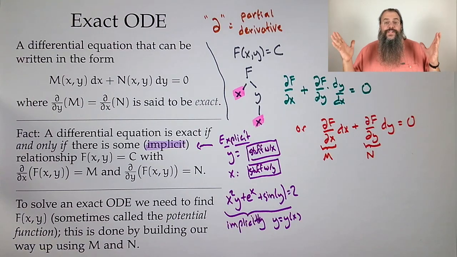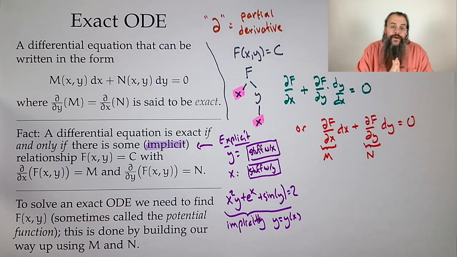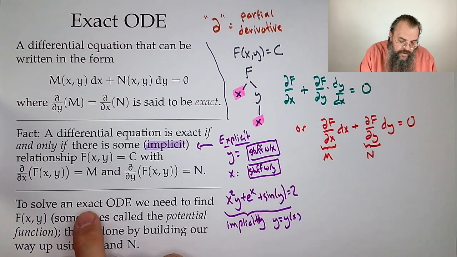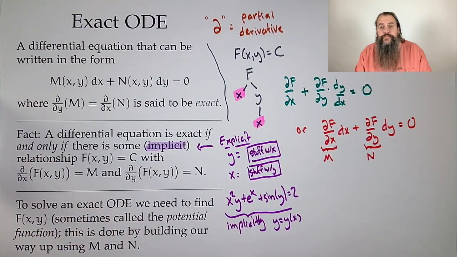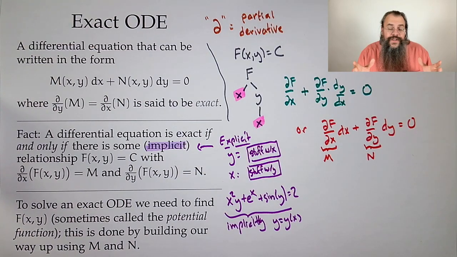So how do we actually do it? Well, to solve, what do we need to do? We need to find this function capital F of x, y. Now this has a name. It probably has several names, but the one that you'll probably see most often is called the potential function. You'll see this in physics. You also see this in multivariable calculus. You might call it the target function. It's the function we're trying to find.